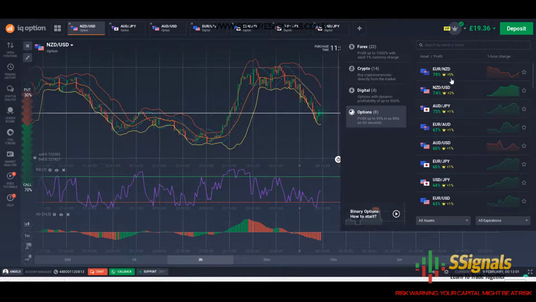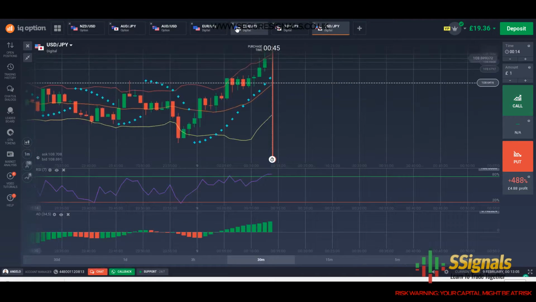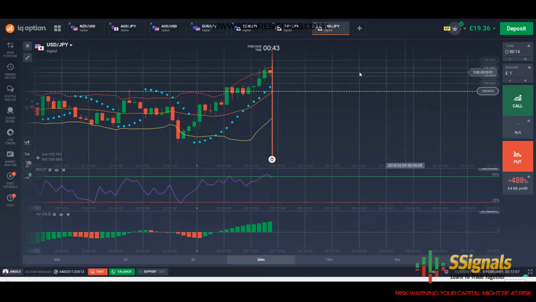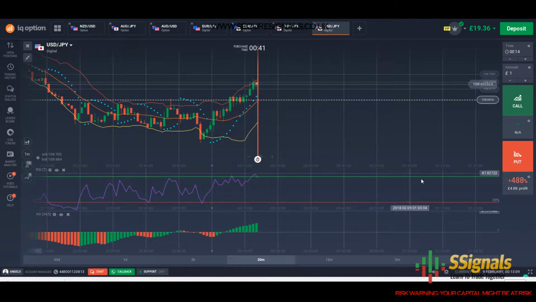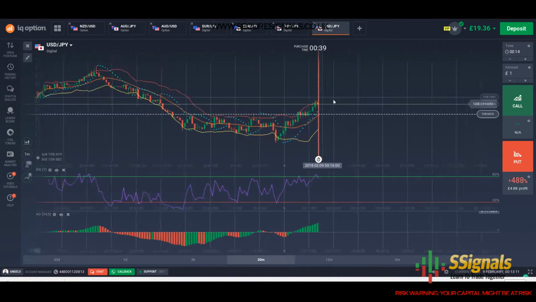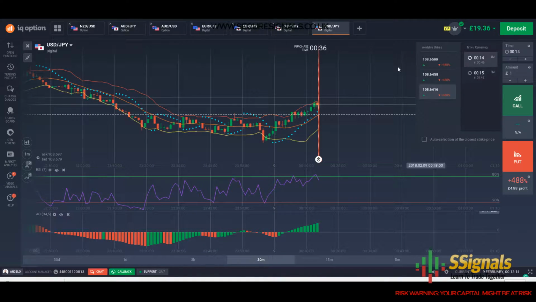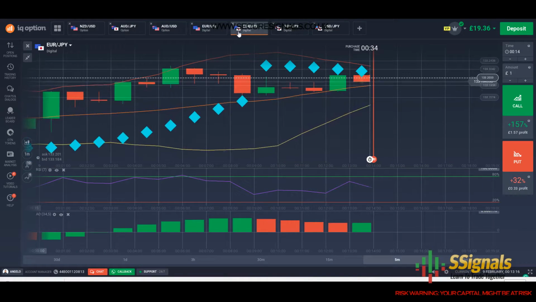So the main 3 pairs I'll focus on are GBP/JPY, USD/JPY, Euro/JPY, and Euro/USD as a digital option, because that's the only way we're going to get a significant payout. They will all be 5-minute trades, so you'll have time to enter them anyway.